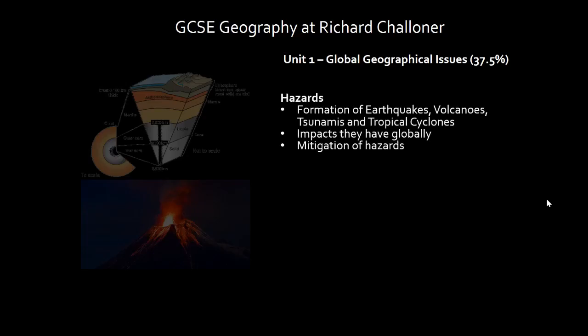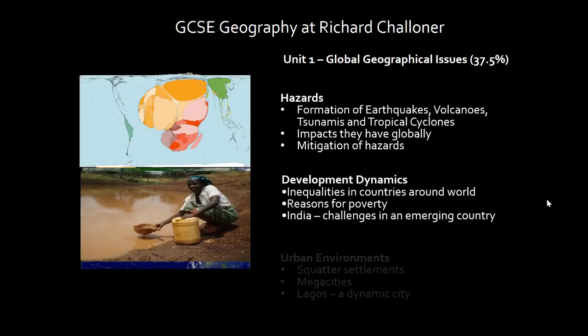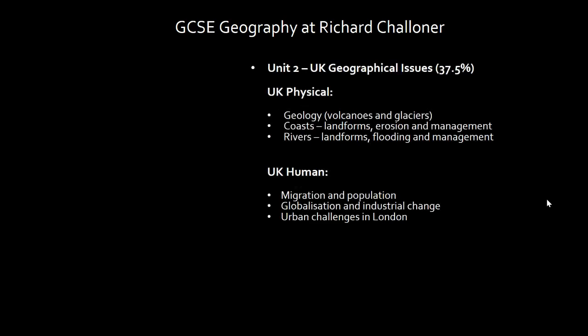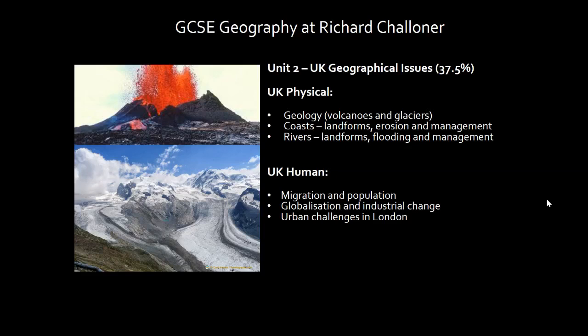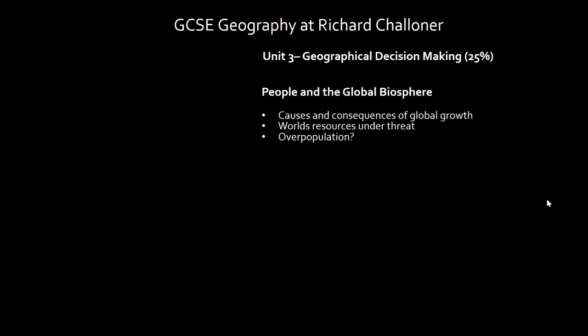The GCSE is split into 3 different units. Unit 1 looks at global issues, so hazards, development dynamics, and urban environments. You'll notice that lots of the topics there are things that we have already looked at in your Key Stage 3 geography. Unit 2 or Paper 2 looks at UK geographical issues, and we split this up into UK physical and UK human. Again, lots of these topics and ideas you will have already looked at and studied throughout your Key Stage 3 geography. Unit 3 then is looking at the decision-making exercise.